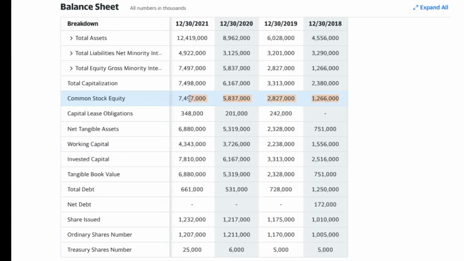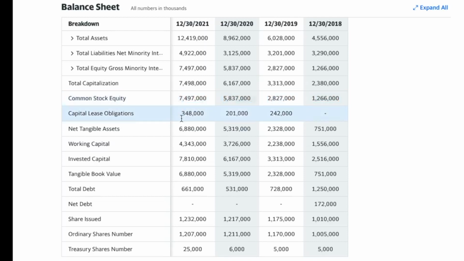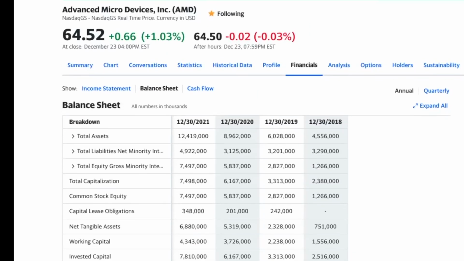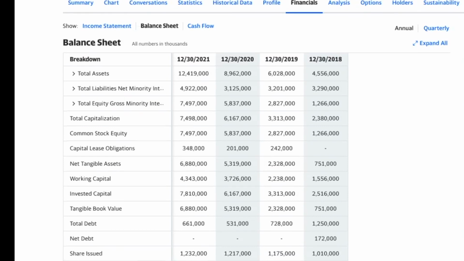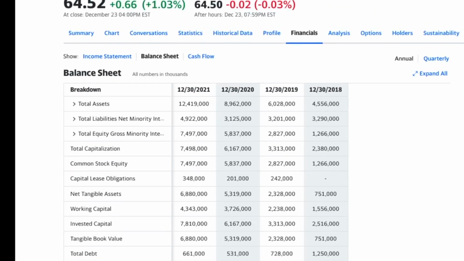From 2018, they have increased it 7 times in the last 3 years. So depending on the income statement and the balance sheet, AMD looks like a very good opportunity, but these are just two financial items, and we can make this decision more precisely by reading the cash flow, which I will cover in another video.